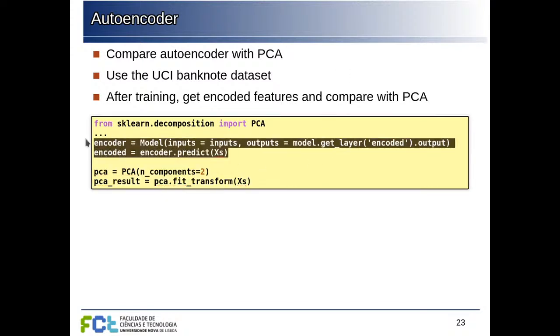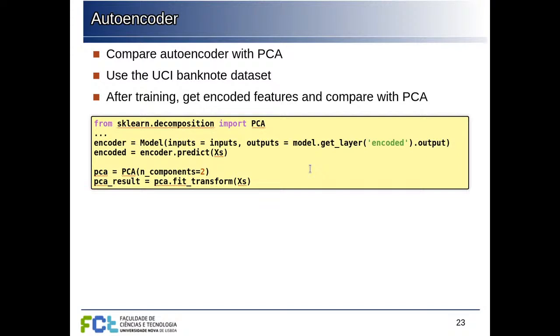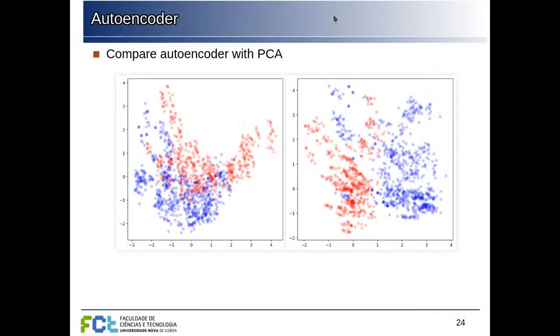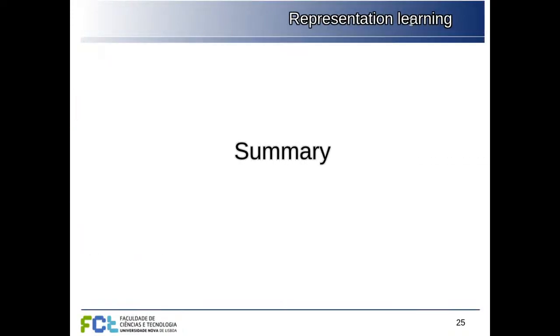So this is the only part that is a bit different from what we've been doing so far, because after training the autoencoder, you need to use only the encoder part. The decoder is just to help us train the whole thing. So this would be an example, principal component analysis, and one example of using an autoencoder. Depending on the architecture and training, you'll get different examples, but this is just to get a feeling for how these things work.